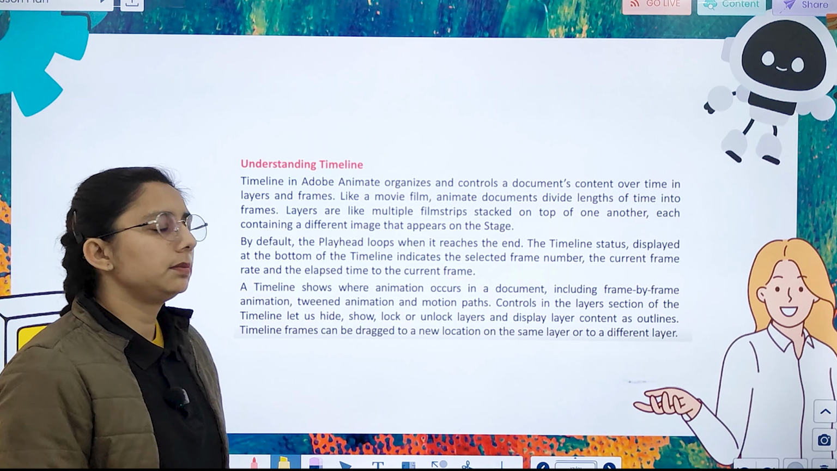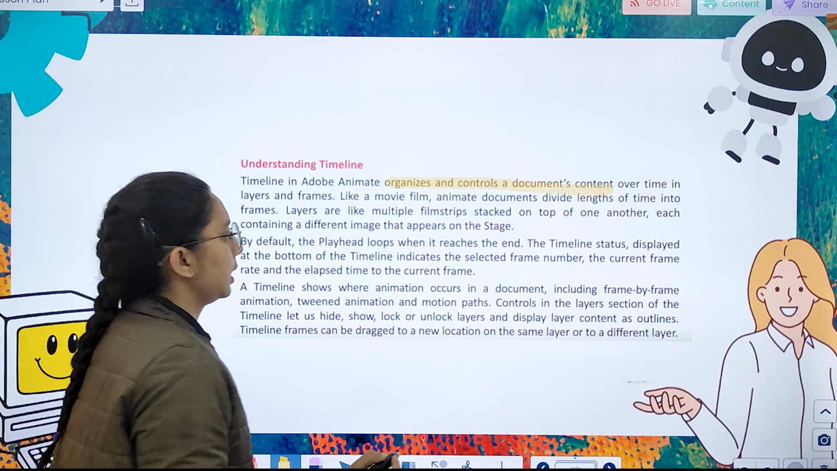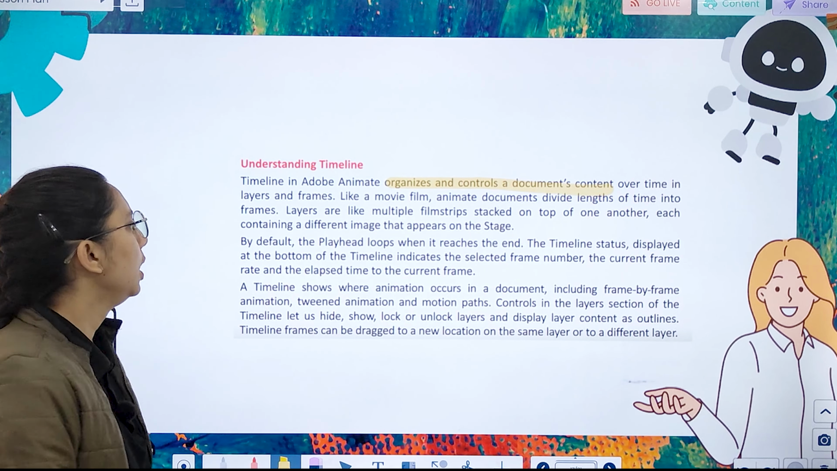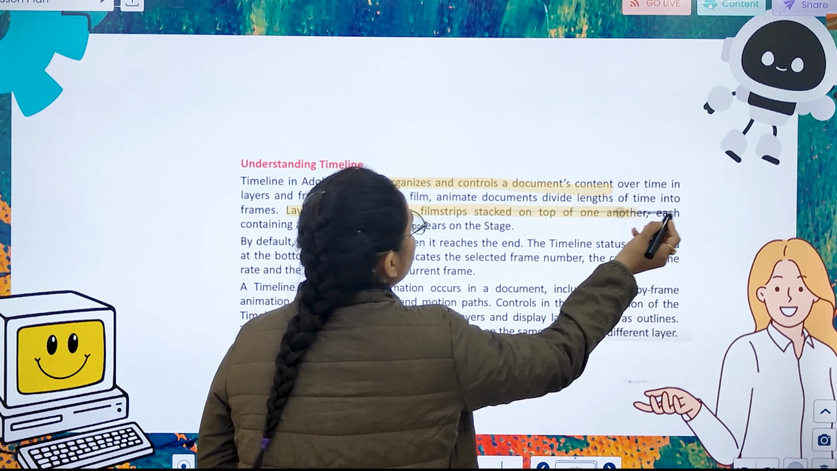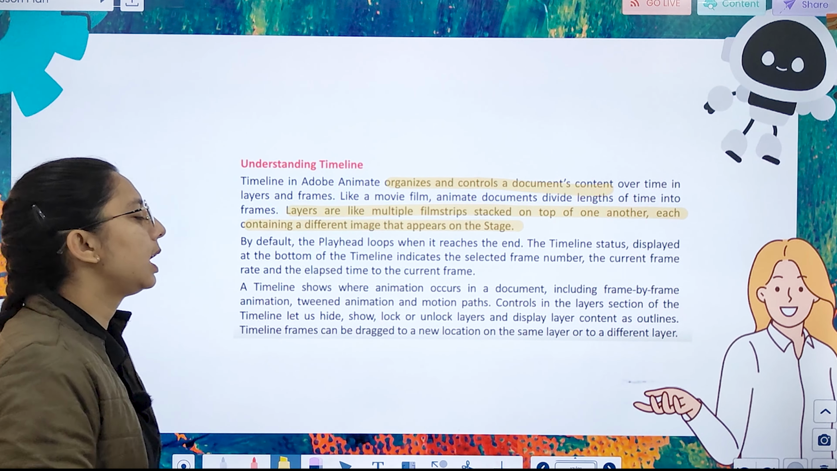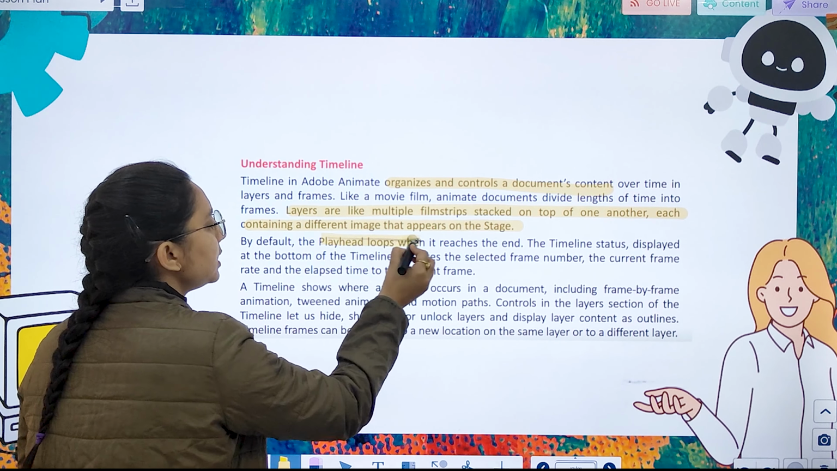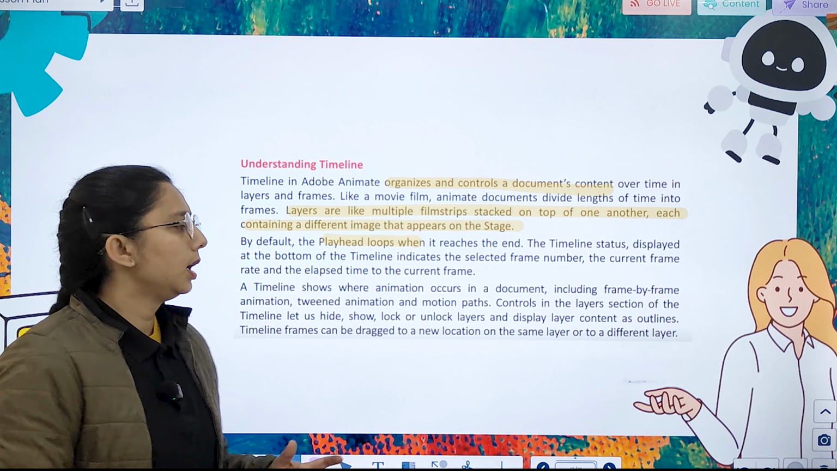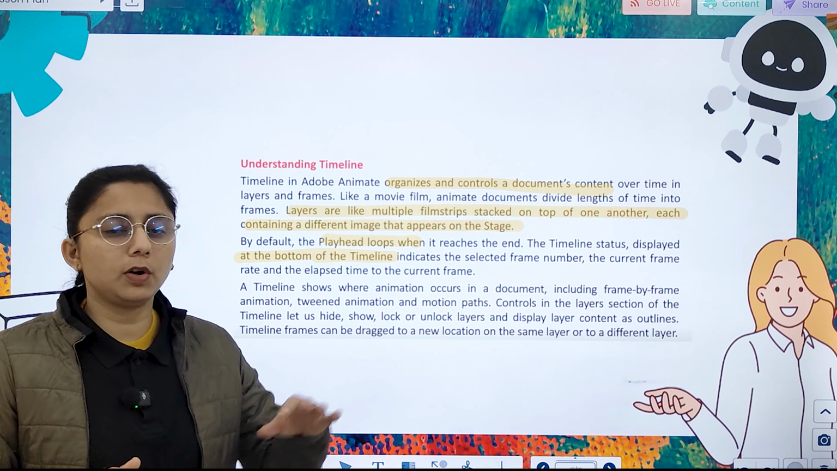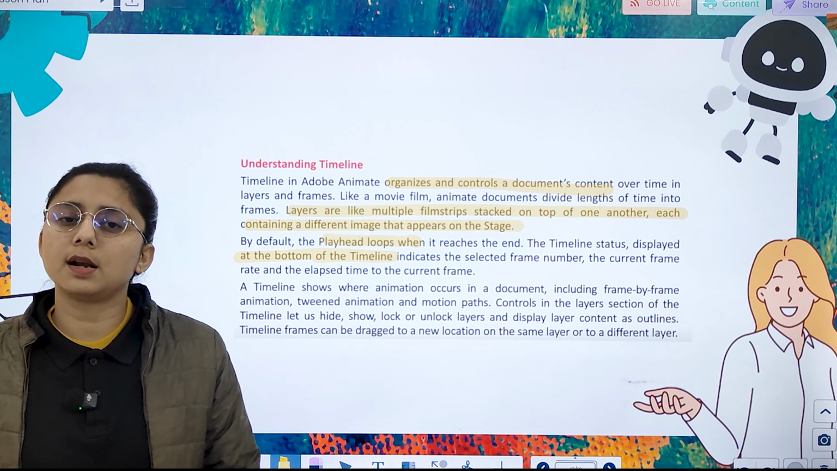Next is understanding the timeline. The timeline in Adobe Animate organizes and controls a document's content like a movie film, and divides lengths of time into frames. Layers are like multiple film strips stacked on top of one another, each containing a different image that appears on the stage. Then we have playhead loops. When it reaches the end, the timeline status displayed at the bottom of the timeline indicates the selected frame number, whatever the frame number is selected, the current frame rate aligns to the current frame.